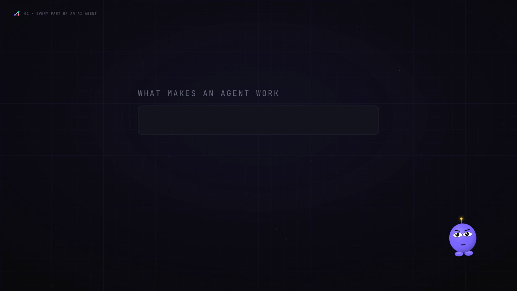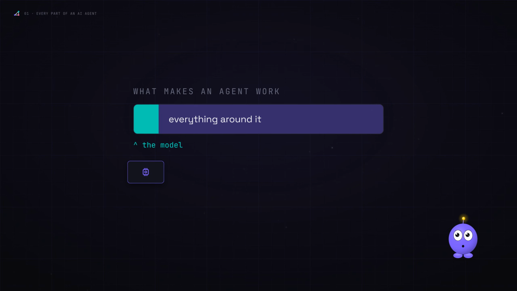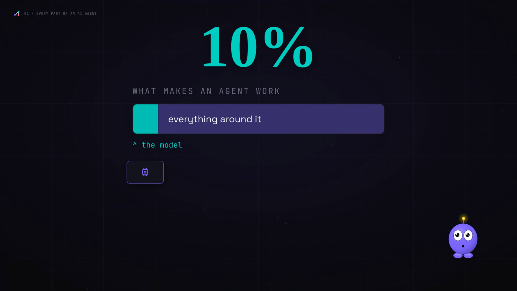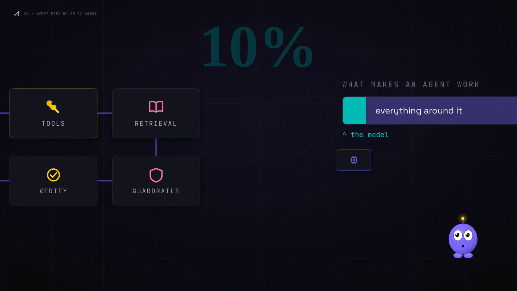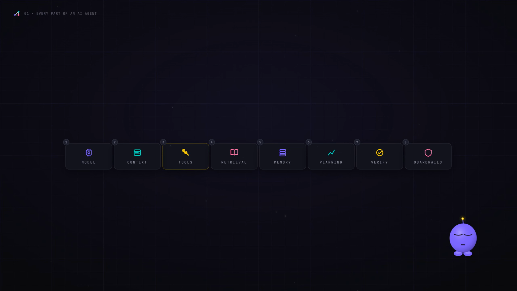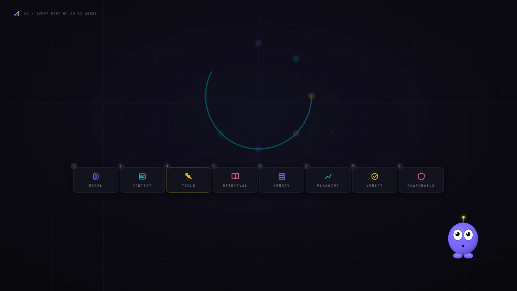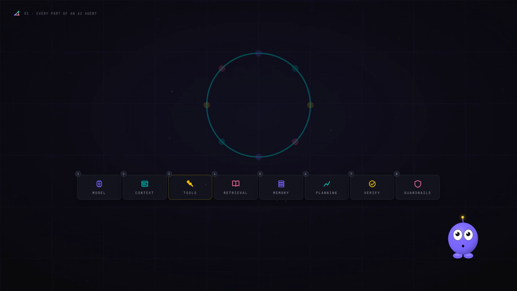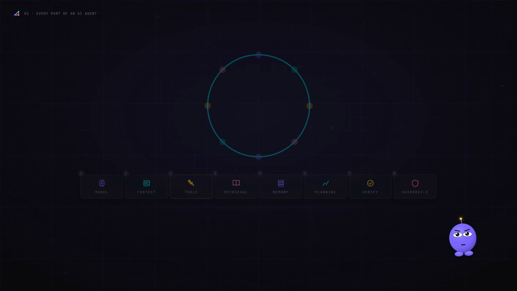Here's the strange part. The model, the thing everyone argues about, is only one of the 8. Some engineers put it at about 10% of what makes an agent actually work. So we're going to lay every part out on the bench, one by one, what it does, and how the agent fails without it. And at the end, we'll bolt them together and switch the whole thing on. Because none of these parts is the agent. The agent is what happens when they run in a loop.